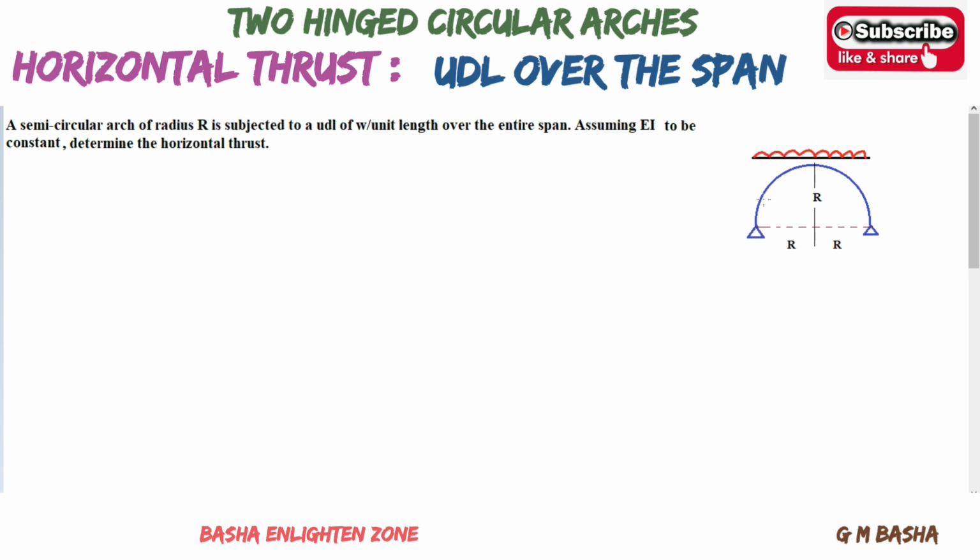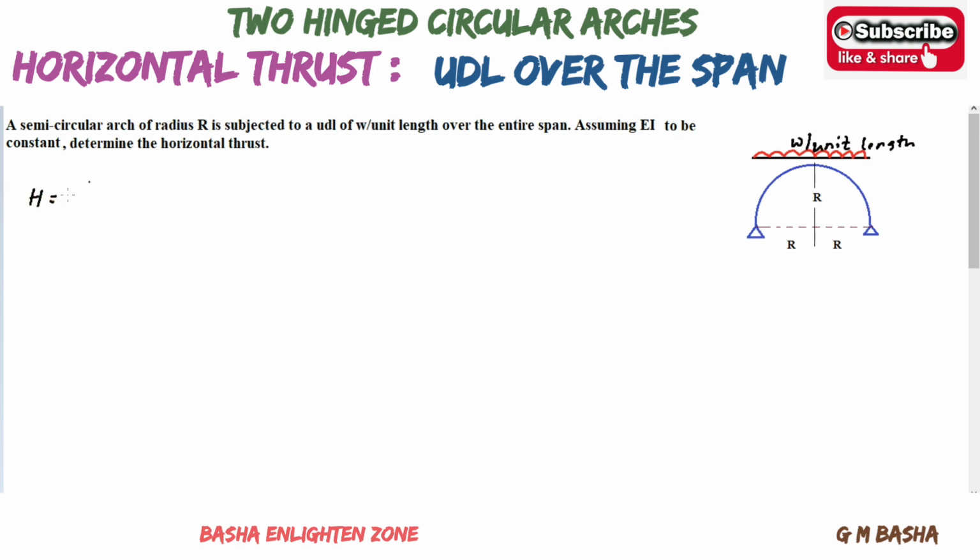See here, this is another example, a semicircular arch of radius r and overall diameter d, which is 2 times r, subjected to a UDL, that is W per unit run over the entire span, that is 2r. Assuming EI to be constant, determine the horizontal thrust.